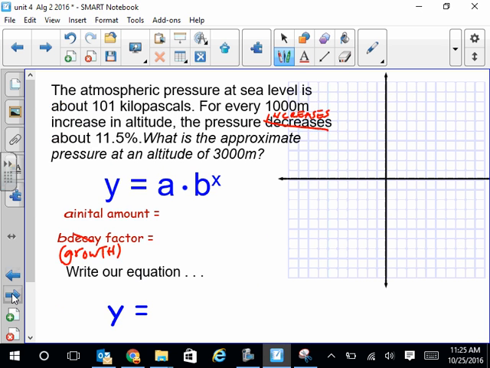I thought it was 101. Why are you cheating? Do you think the 101? Let's take a look and see why it might be the 101. Let's see if I chose the wrong number. Because again, when they have several numbers, let's see, the atmospheric pressure at sea level is 101 kilopascals. For every 1,000 increase in altitude, the pressure increases by 11.5%. What is the approximate pressure at an altitude of 3,000?